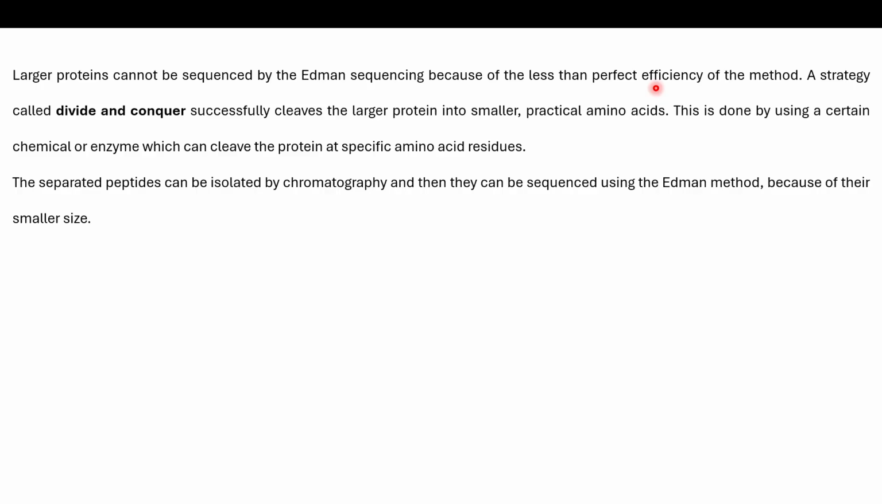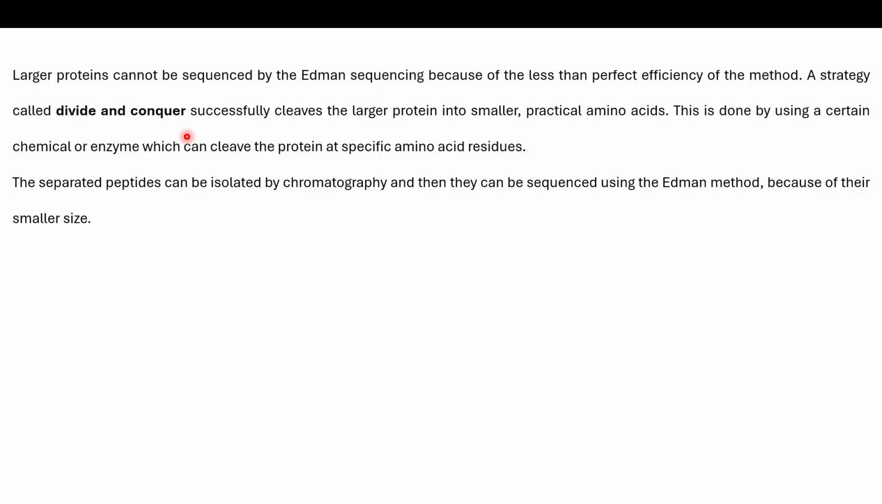Edman degradation is what we use to sequence individual amino acids one by one. Because a polypeptide chain that is too large compromises the efficiency of the method, a strategy called divide and conquer is used. Basically, you have to digest it, so a very large polypeptide chain can be reduced to multiple smaller peptides.